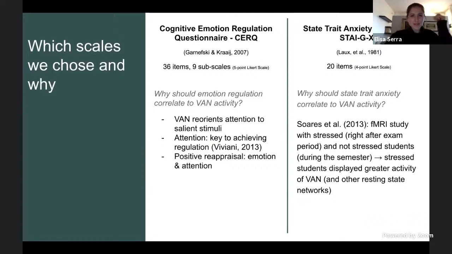Why did we think that emotion regulation would correlate to the ventral attention network activity? It's found that the ventral attention network reorients attention to salient stimuli, and Viviani suggests that attention is the key to achieving regulation. So emotion regulation is a very cognitive aspect which does involve the ventral attention network. We used the state-trait anxiety inventory because an fMRI study with students who were stressed right before an exam period had a higher activation of the ventral attention network than those who did not.